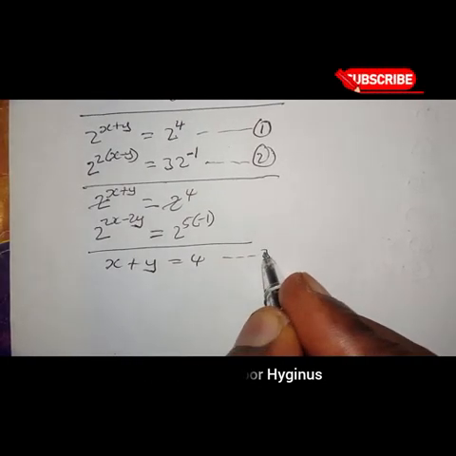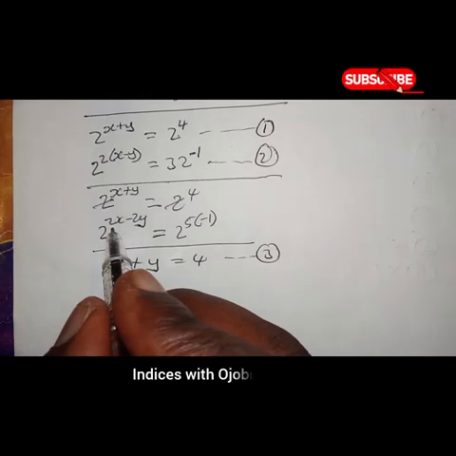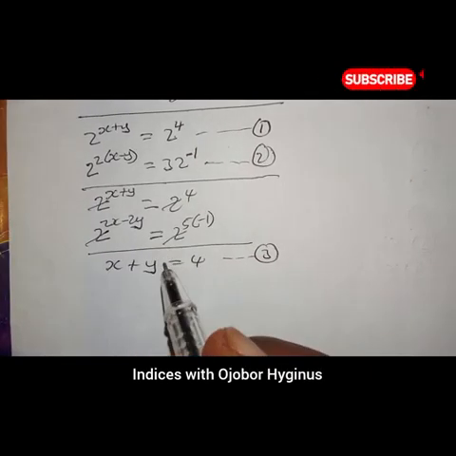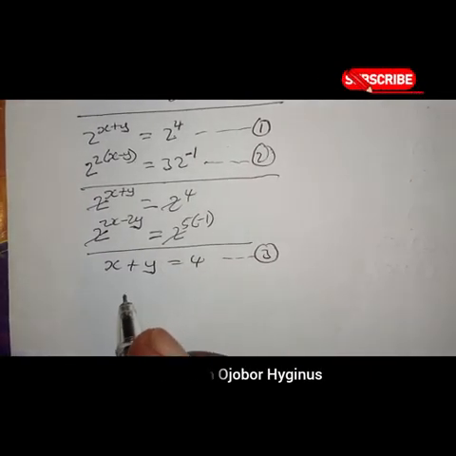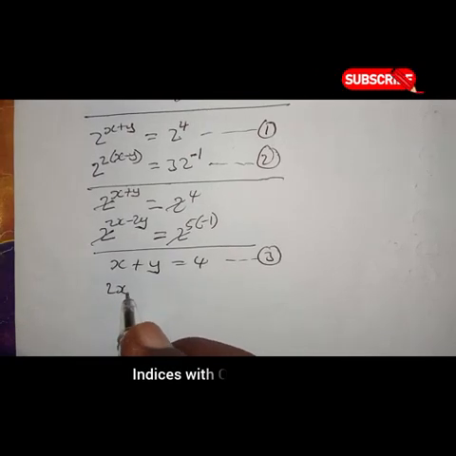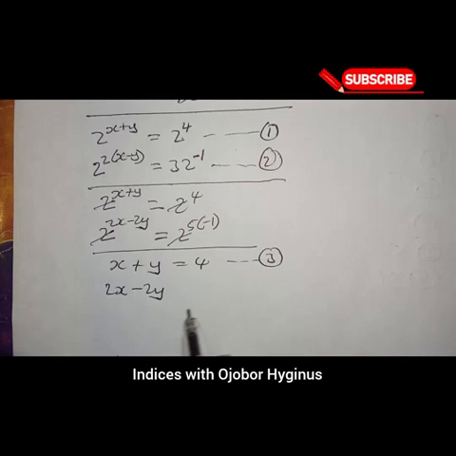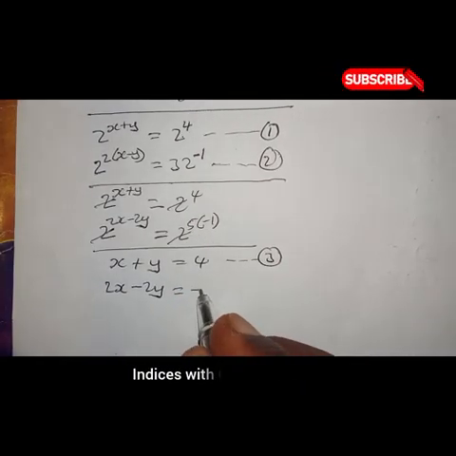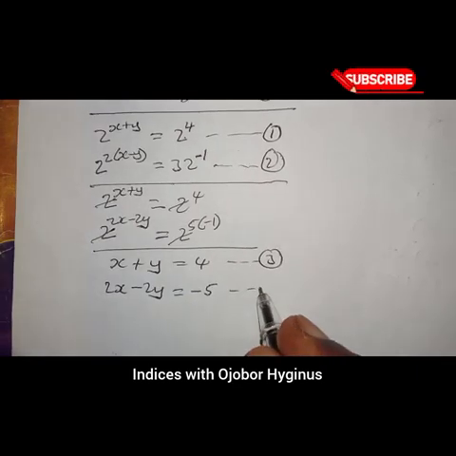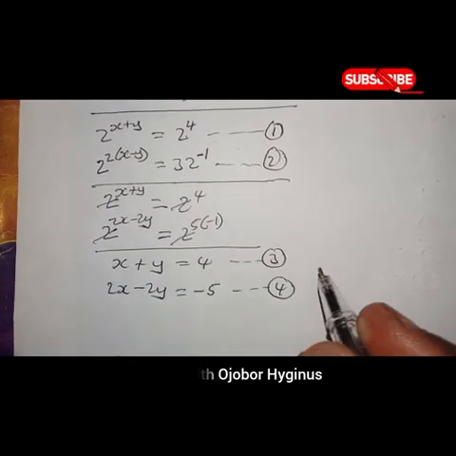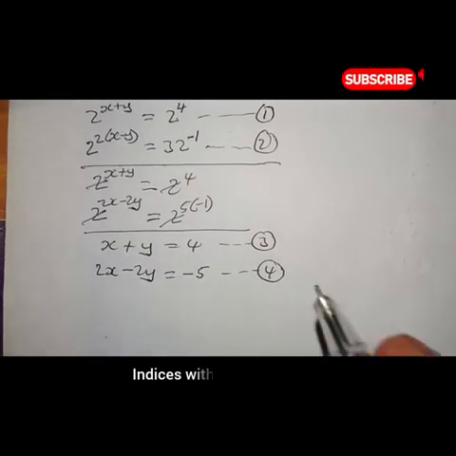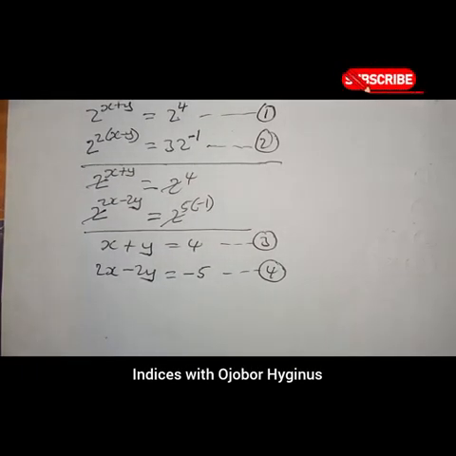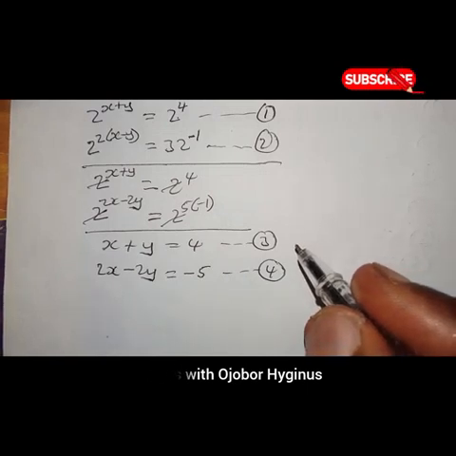We call this equation 3. Then this also can happen in equation 2. The 2 will be eliminated, so that we'll have 2x minus 2y is equal to 5 multiplying minus 1, we'll have minus 5. We'll call this equation 4. So we can now solve the simultaneous equations by any method of your choice, but let's use elimination.